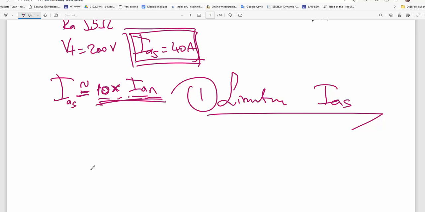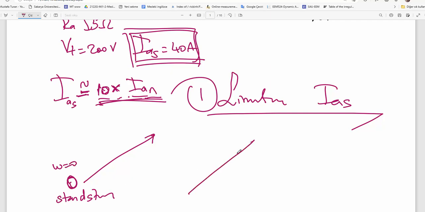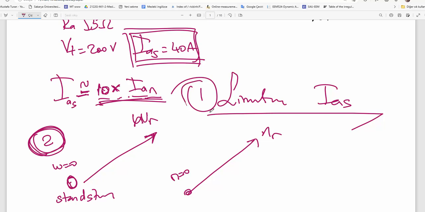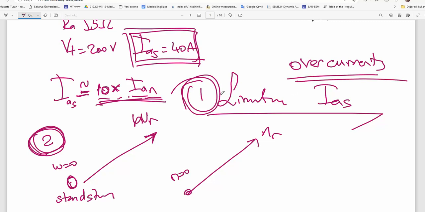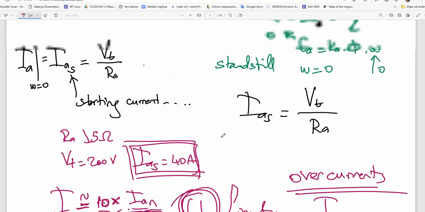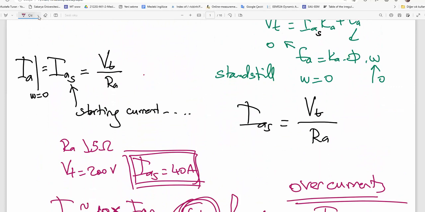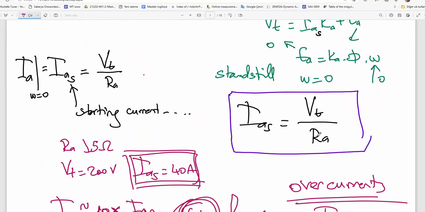The other job is maintaining speed gain. For example, the machine is at standstill. There is no angular speed yet or RPM speed yet. And then you speed up the machine up to its rated value, for example. Our aim is gaining speed in the machine without causing overcurrents. So we should limit startup current by using some techniques. Ladies and gentlemen, here's the startup current equation.